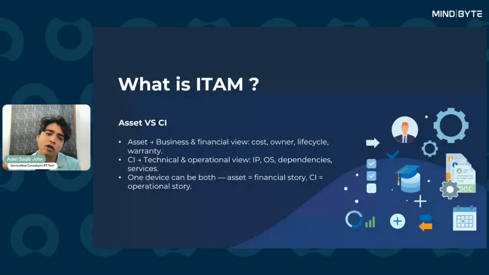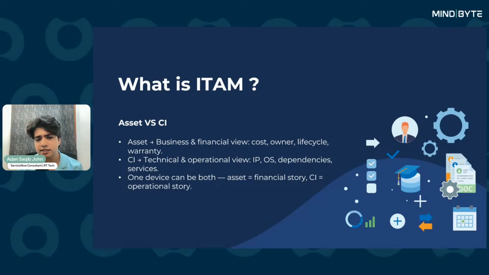An asset is basically all about ownership, cost, and life cycle management. The data related to that stored inside ServiceNow is purchase dates, warranties, vendors, depreciation, disposal dates, etc. All of this asset data helps us in finance, procurement, and compliance to track the business side of hardware and software assets, either one of them. So let's take an example.